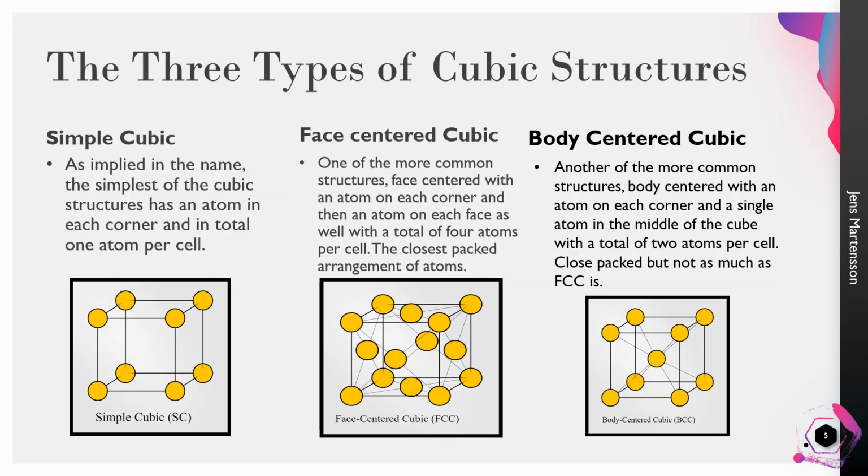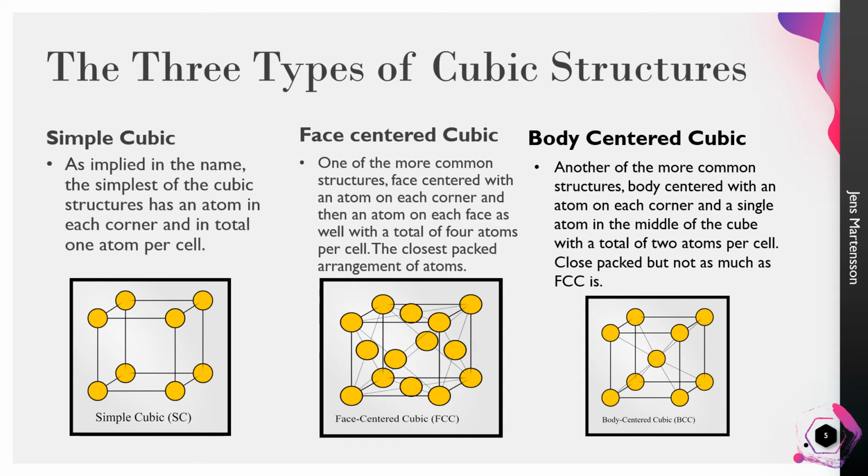I decided to focus on cubic structures because they are the most common out of most of them, and we already learned this in class in the beginning, but a simple cubic structure, as implied, is the simplest of all of them. It has an atom in each corner, and there's only 1 atom per unit cell.